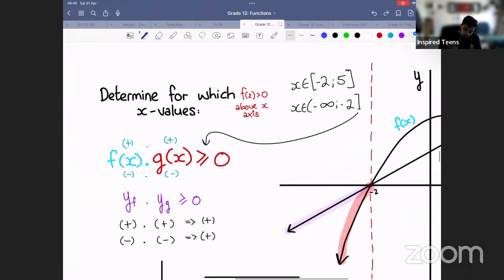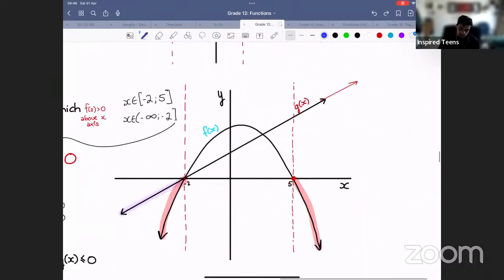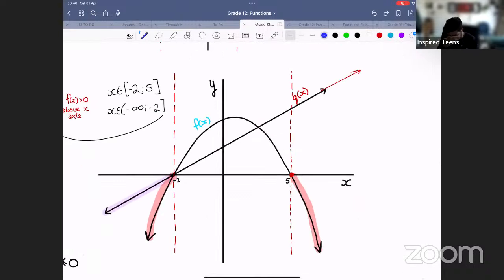Positive and positive, right? You're just identifying the parts of the graph where both are positive, meaning both are above the x-axis, and identifying the part of the graph where both are below the x-axis, negative and negative. That's why I recommend, especially if you're struggling to see these and you look at these questions and you just want to cry, try out this approach. Try out drawing on the diagram.